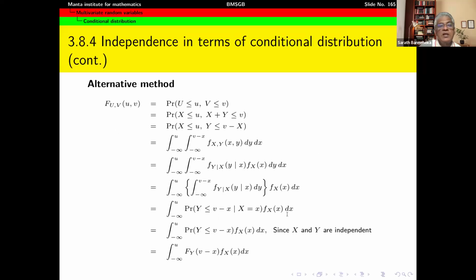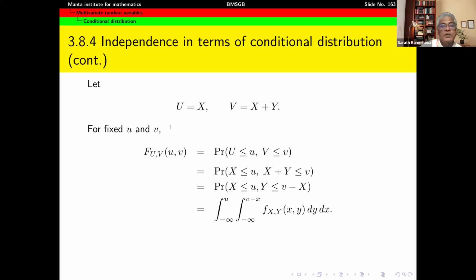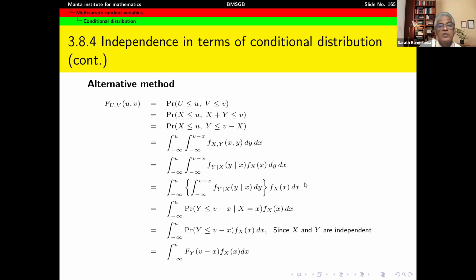Somebody might look at the conditional distribution, but it's not necessary. I'm just showing that you can do that also, right? So this is where we were at this point. This is the same as that, so we can come to that, and after that, the next one also.